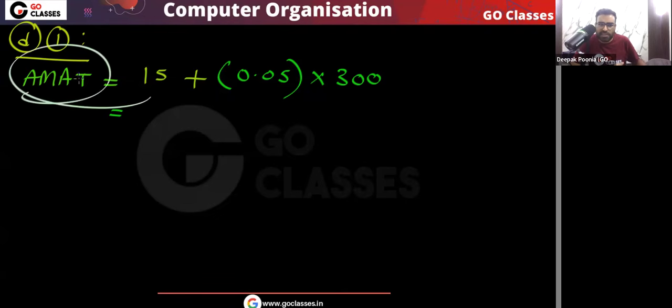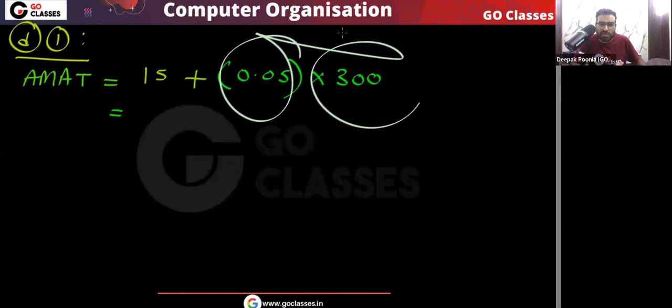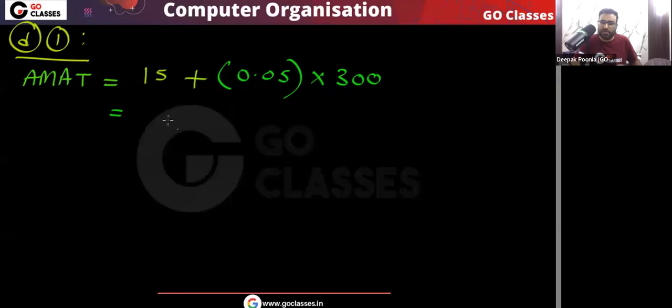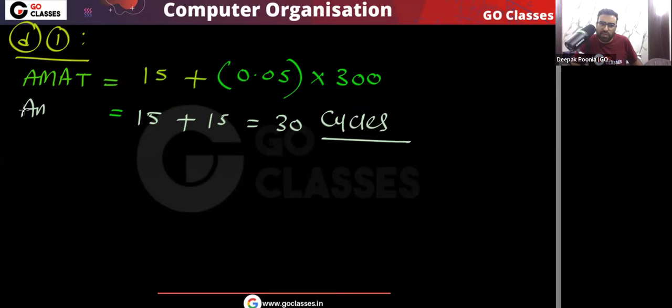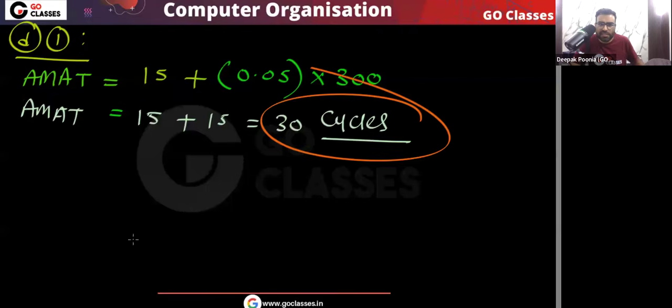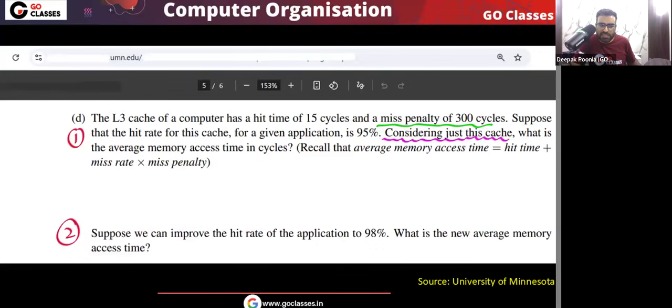And average memory access time is equal to cache memory access time plus miss rate times miss penalty. This formula we have already seen in the previous lecture. So the answer will be 15 plus 0.05 times 300, which is 15, so that will become 30. So you can see 30 cycles. When you calculate the average memory access time, you will get 30 cycles. Very simple. Now let's see the second part.